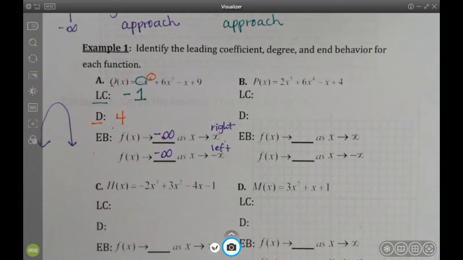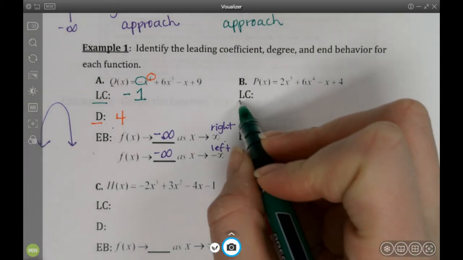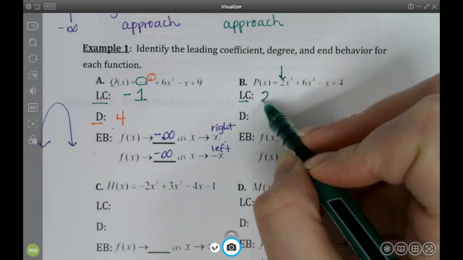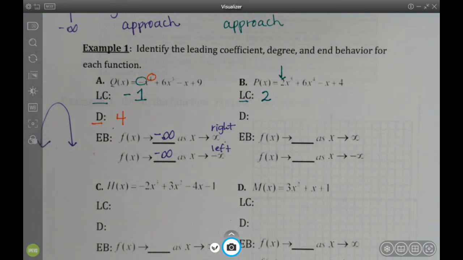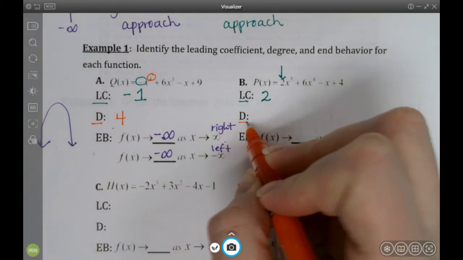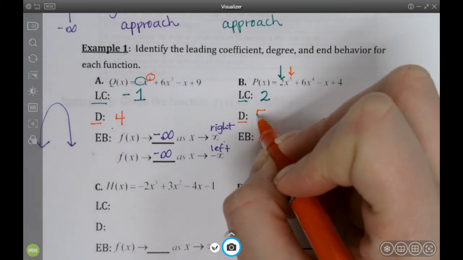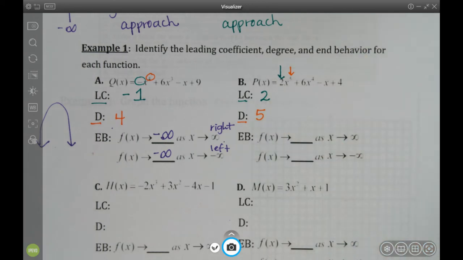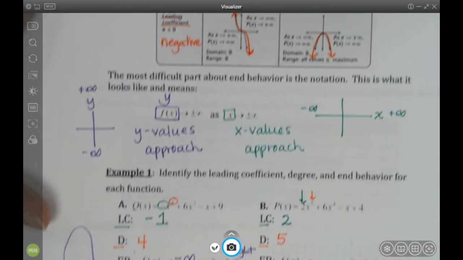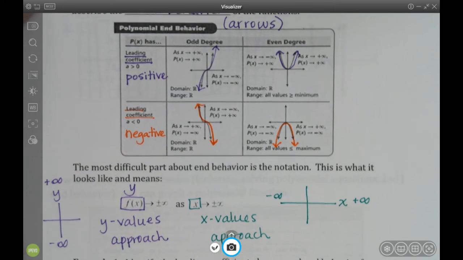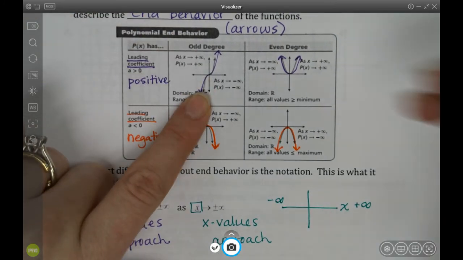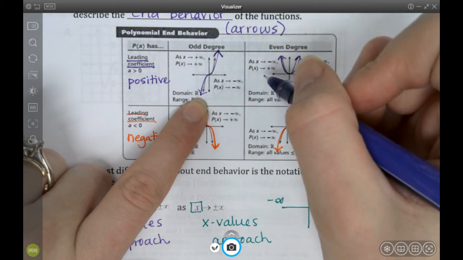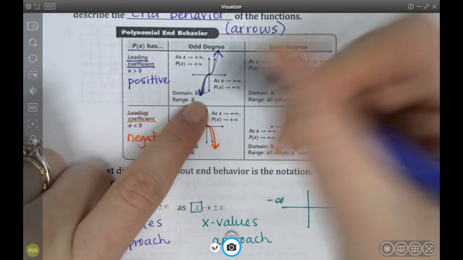All right, part B. What's my leading coefficient? Somebody said it? 2, which is a positive number, right? What's the degree? So I have an odd degree with a positive leading coefficient. Which box am I in up here? The first one, top left. So on the right-hand side, we're going to positive infinity. On the left-hand side, we're going to negative infinity.